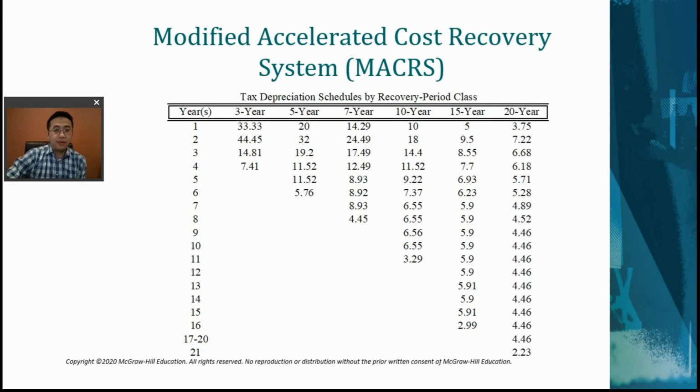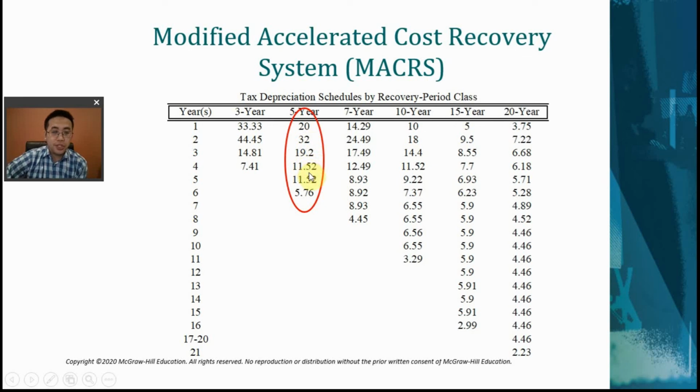For example, if you have a 5-year asset, like in this case, the equipment will last for 5 years. These numbers here in the column stand for the depreciation percentage for a 5-year asset. So in year 1, the depreciation is 20% of its original value. In year 2, it gets accelerated to 32%. In year 3, it's 19.2%.